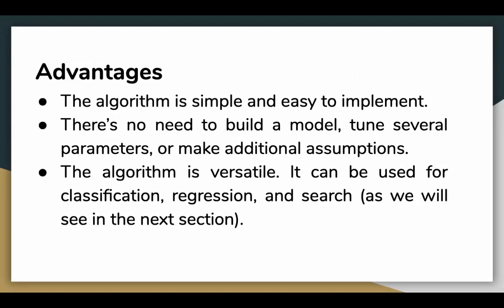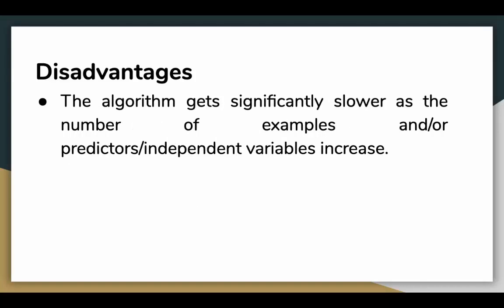KNN has the following advantages. The algorithm is simple and easy to implement, and we'll see that in the next video. There's no need to build a model, tune some hyperparameters, or even make additional assumptions. It is a very simple and straightforward algorithm. The algorithm is also versatile. It can be used for classification, regression, and search as well. One of the major disadvantages of the algorithm is that it gets significantly slower as the number of examples or variables increase.